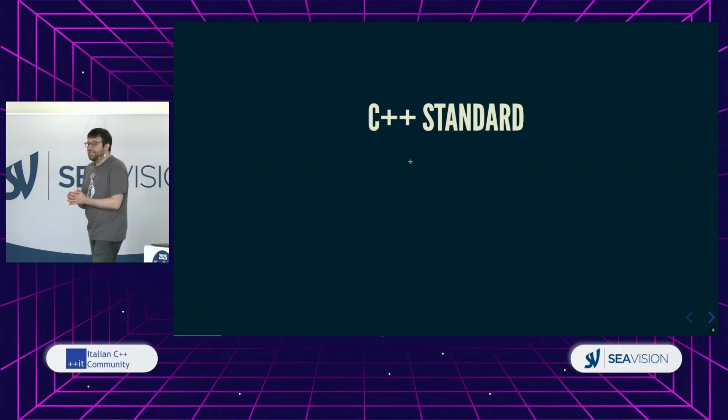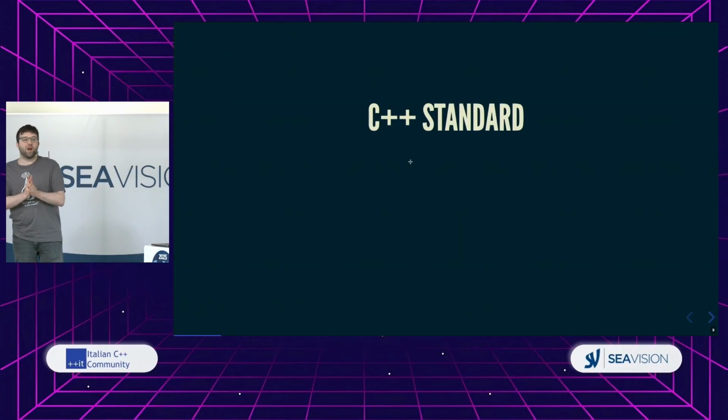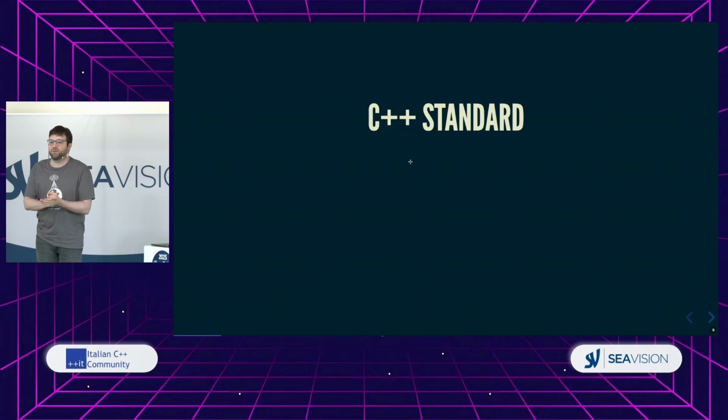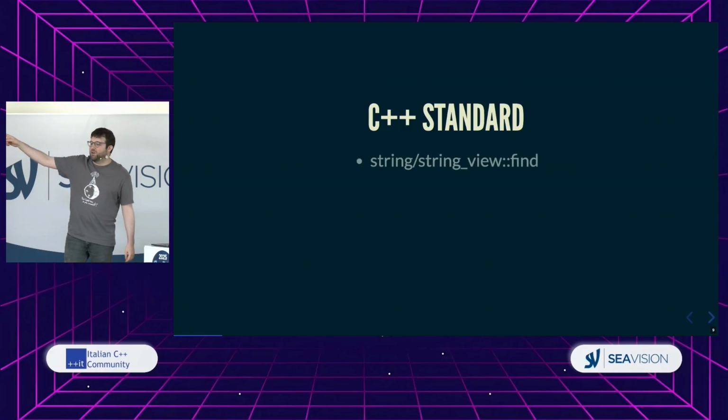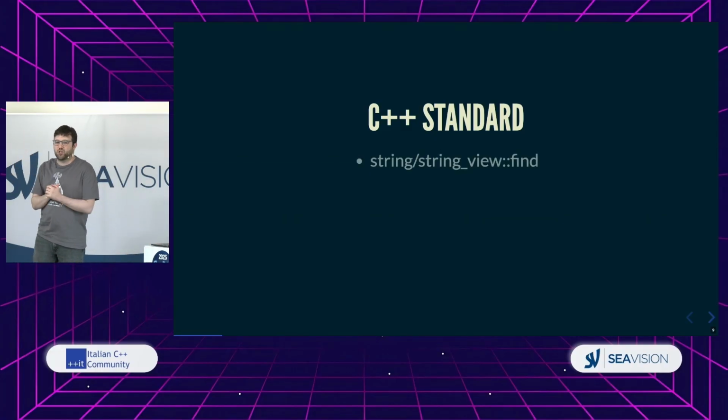So let's have a look at the standard library. Which ways do you know how to find a substring in a string in the standard C++ library? Yell. Sure. There's a method on the string called contains. I found the method on the string called find that returns me a position. Contains just returns a bool. Anything else?